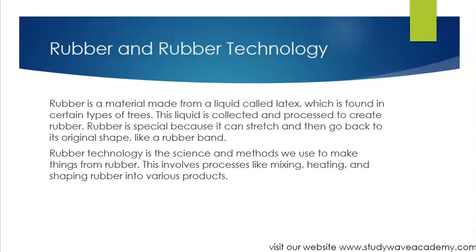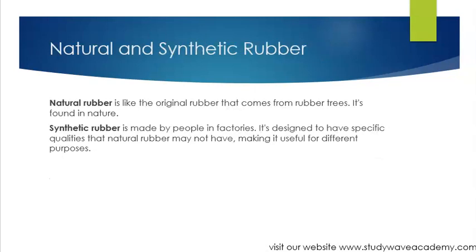Good. So we are going to be looking at the difference between natural rubber and synthetic rubber. Okay? Natural rubber is like the original rubber that comes from rubber trees. It's found in nature, while synthetic rubber is made by people in factories. It's designed to have specific qualities that natural rubber may not have, making it useful for different purposes.